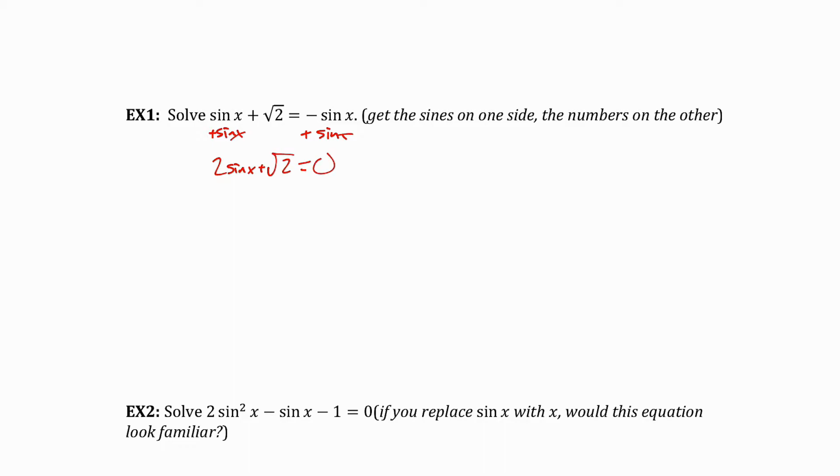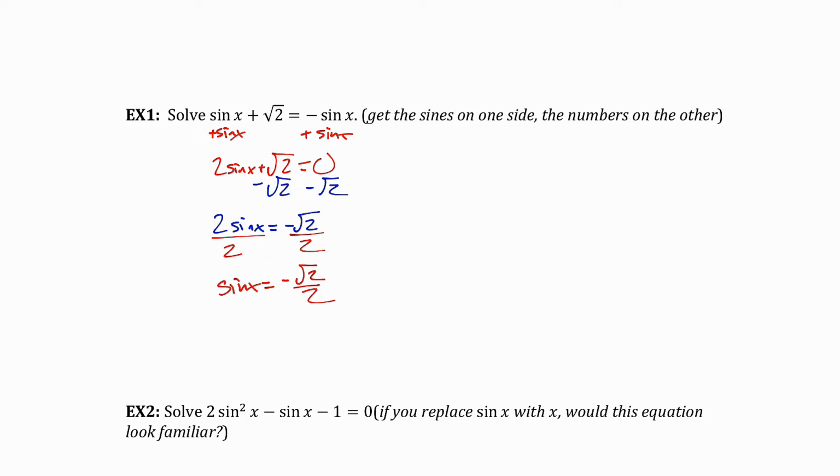Now to solve for x, we got to get rid of everything on that side that's not x. So let's subtract the square root of 2 from both sides. So we have 2 times the sine of x equals negative square root of 2. To keep solving for x on that side, let's divide both sides by 2. And we got the sine of x equals negative square root of 2 over 2.